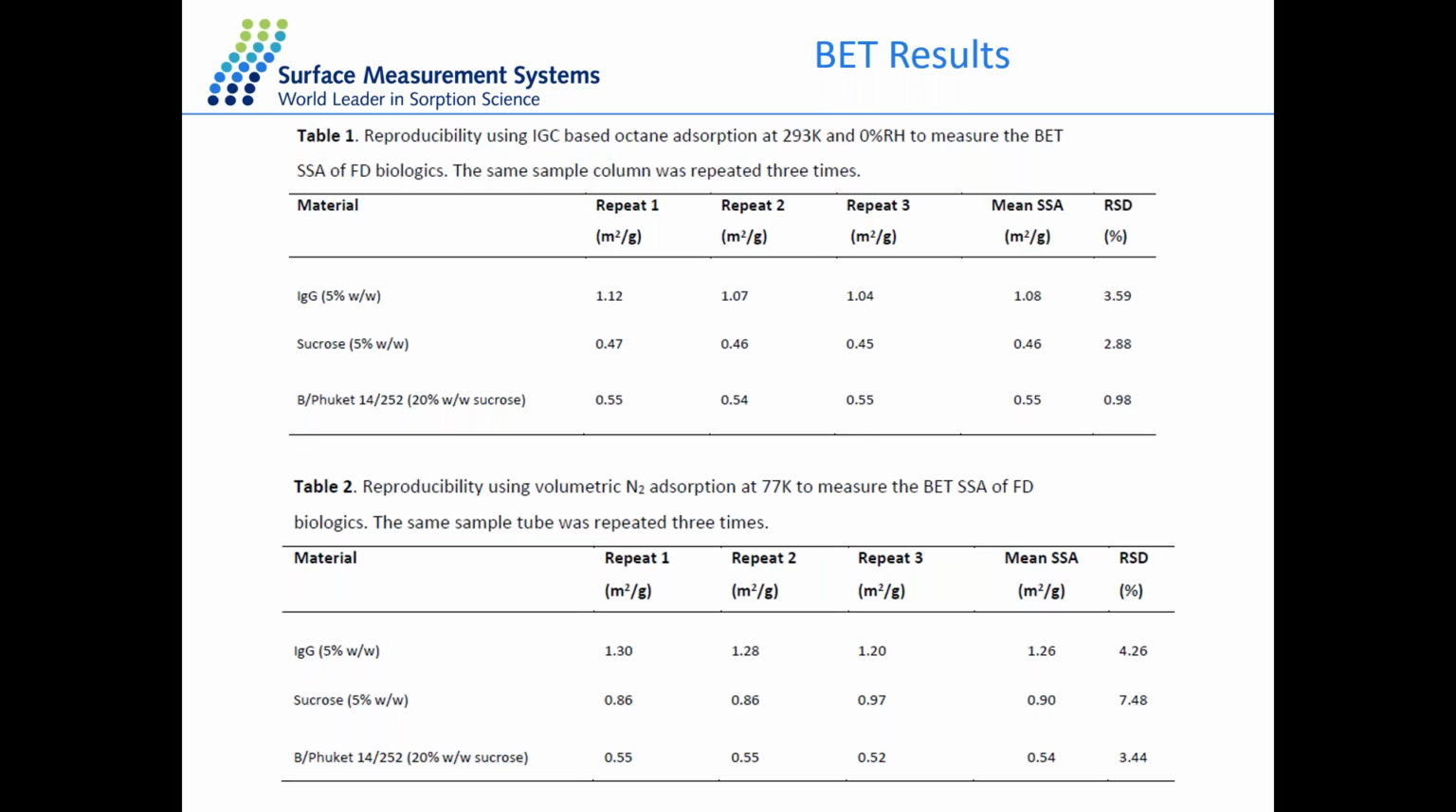So here are the results. It's also the same columns repeated three times. The BET surface area for this kind of sample is around 1 square meter per gram, or even less than 1 square meter per gram. And the relative standard deviation for the IGC method is below 5% RSD, much lower than the standard nitrogen sorption technique. And this high RSD value of the nitrogen sorption technique is probably due to the larger dead volume of the instrument during the measurement, which becomes critical for low surface area materials.